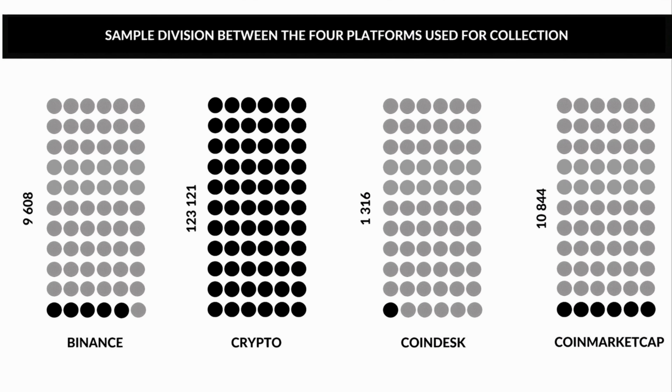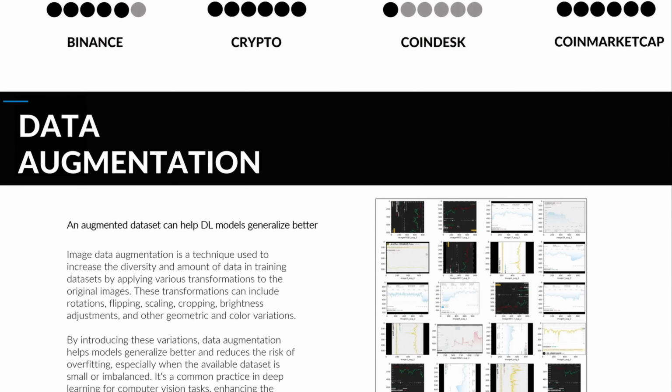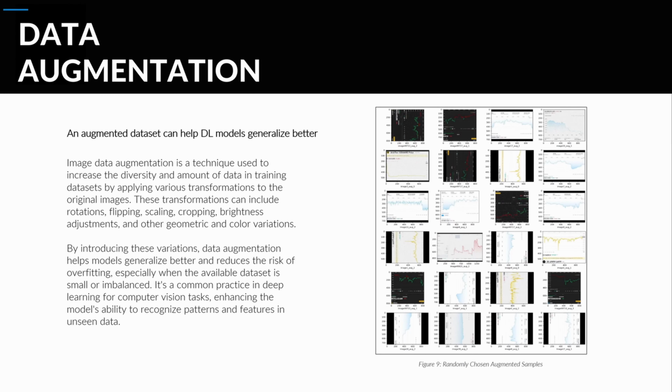In total, there have been extracted 144,889 images of line charts divided between the four platforms, as seen here in this graphic: Binance, Crypto, CoinDesk, and CoinMarketCap. But the dataset can be further enhanced by using image augmentation, a popular technique in the deep learning world which can increase the number of samples and the generalization of the model by applying geometrical transformations to original data, such as flipping, rotating, cropping, and others.